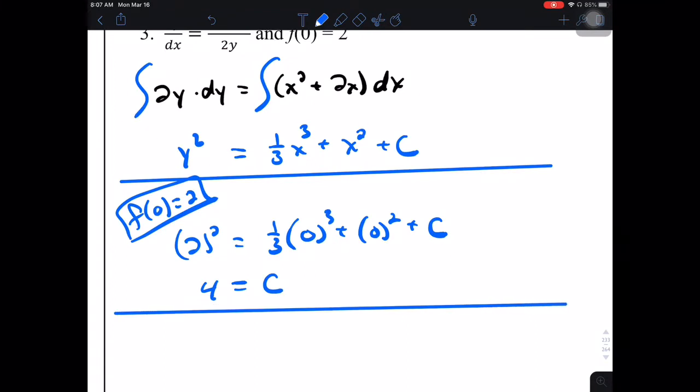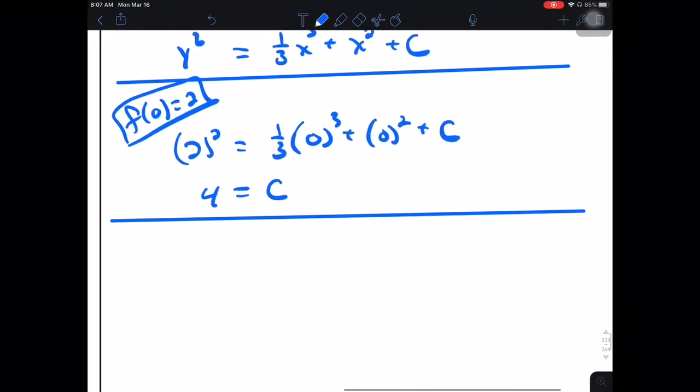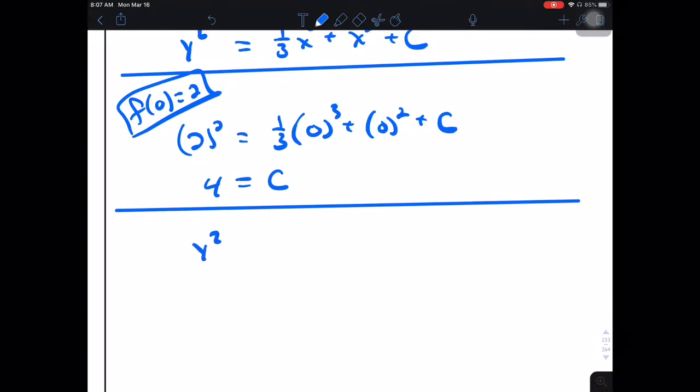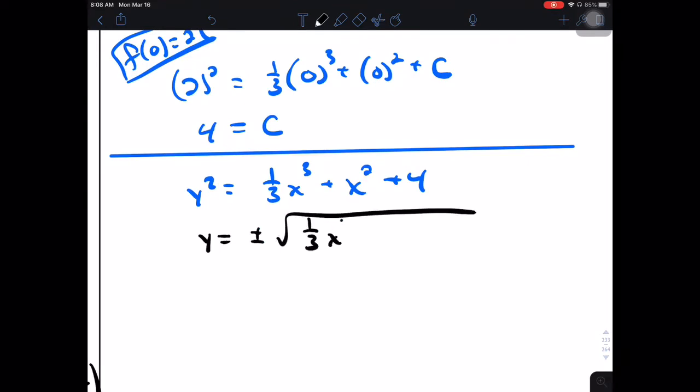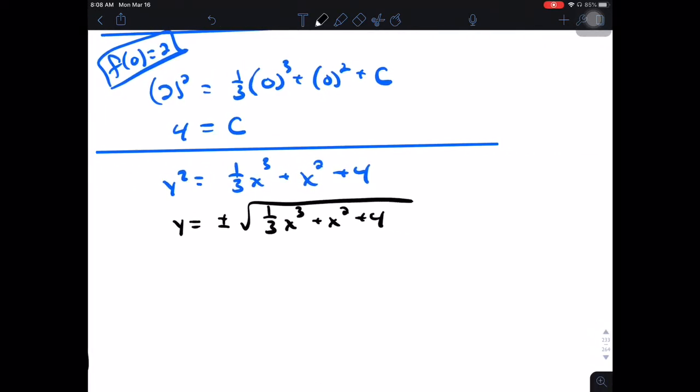This problem's a little bit different because once we integrated, we didn't have y by itself right away. So now we got y squared equals 1/3 x cubed plus x squared plus 4. This is not a particular solution yet because we have to get y by itself. To get y by itself, you square root both sides. You're going to get y is plus or minus the square root of 1/3 x cubed plus x squared plus 4. This is 2 different answers. This can't be a particular solution because a particular solution wouldn't have 2 versions. There's a positive version and a negative version.